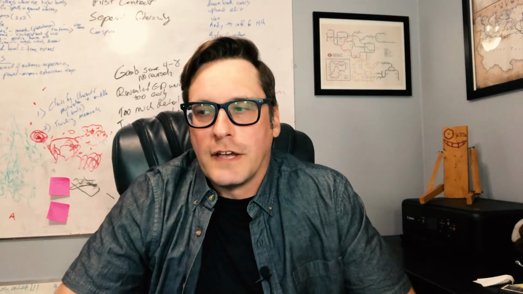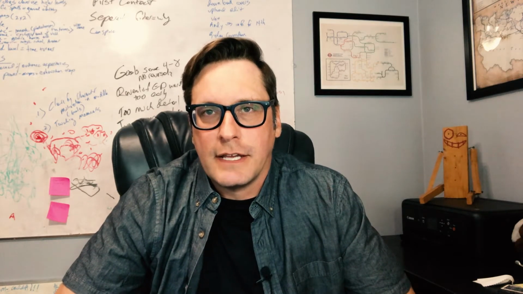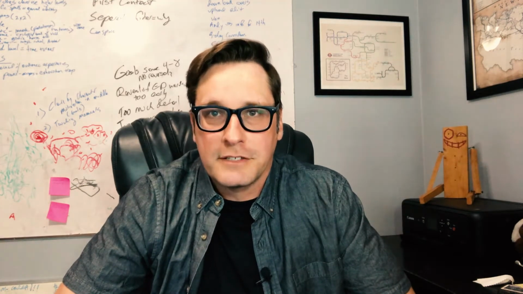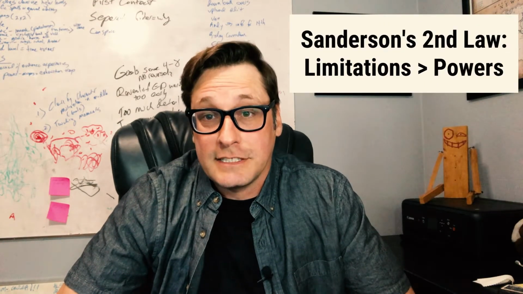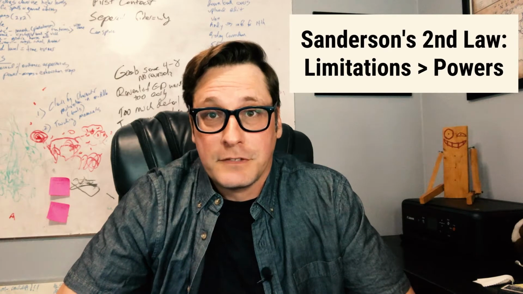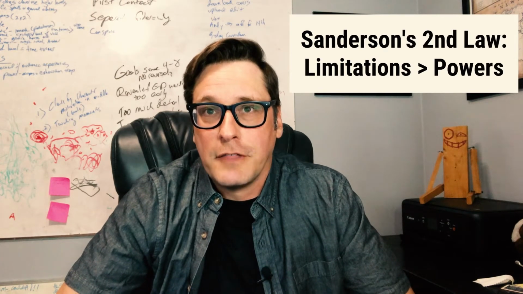So I've mentioned before that every one of the magic systems in the AALC is mapped to one of Brandon Sanderson's 4 laws of magic. I know it says 3, but it's secretly 4, and that they're mapped to the 4 C's of world building. Well, this one's the easiest to map because it's rule number 2 for Sanderson, that limits are greater than power.